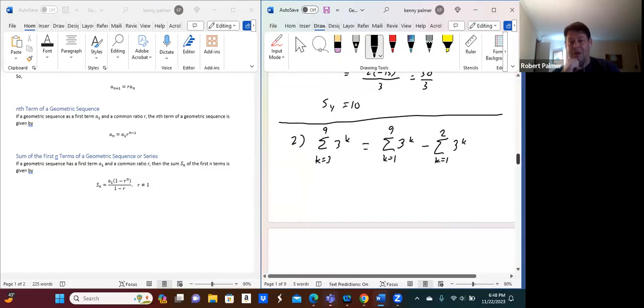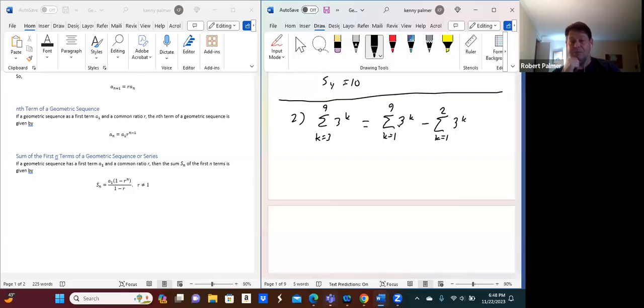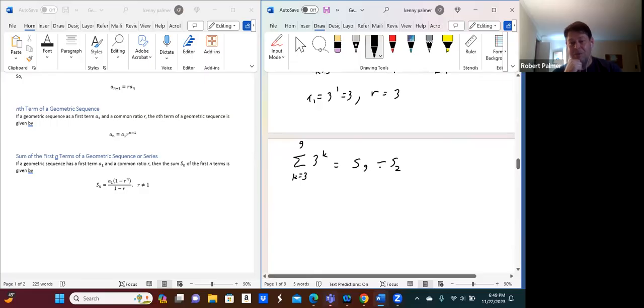All right, so let's do the same thing. Basically these have the same first term, the same common ratio. So A1 in both cases is going to be 3 to 1, which is 3, and our common ratio is just going to be 3. Okay, let's do that. So this sum from k equals 3 to 9 of 3^k is going to be, from our formula, S9 minus S2. Okay, the sum of the first 9 terms minus the sum of the first 2 terms.